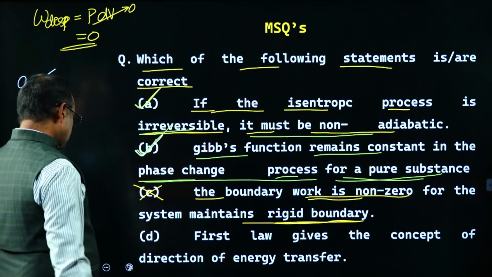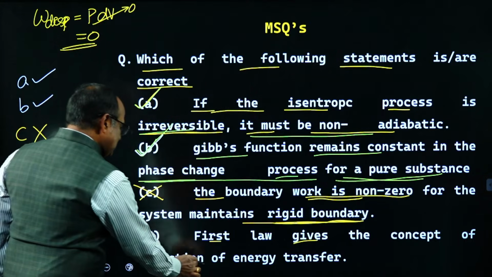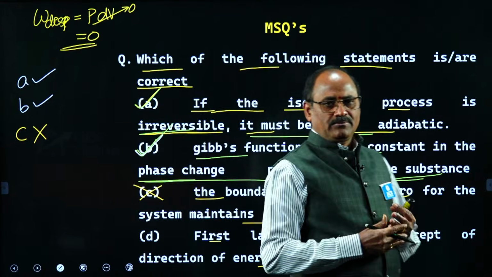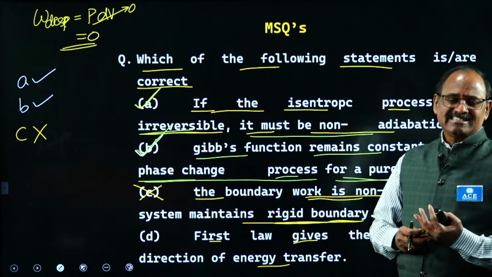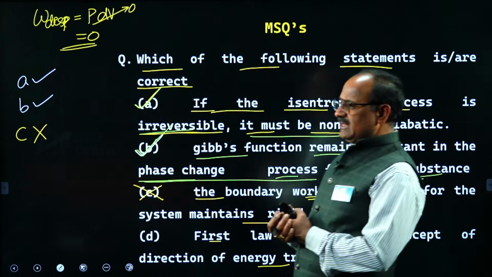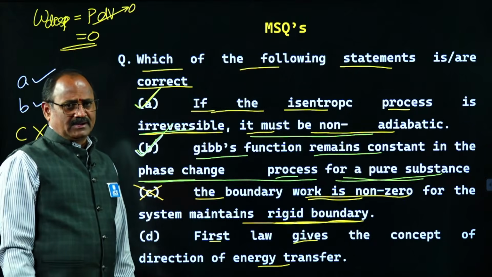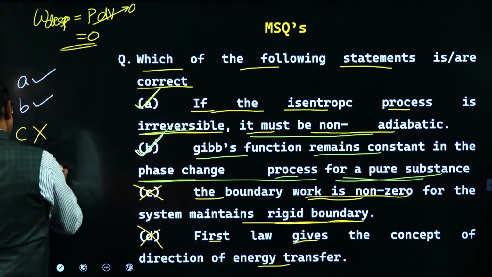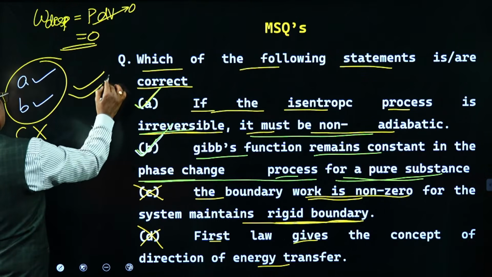Right. Next, D. First law gives the concept of direction of energy transfer. No. Second law of thermodynamics gives the concept of direction of energy transfer and entropy. First law simply speaks about the conservation of energy. According to first law of thermodynamics, energy cannot be created, cannot be destroyed, but one kind of energy can be converted to other kind of energy. Anyhow, D is absolutely wrong. Only A and B are correct.